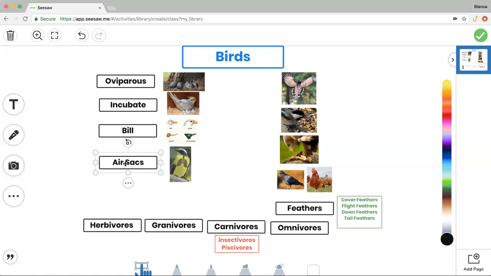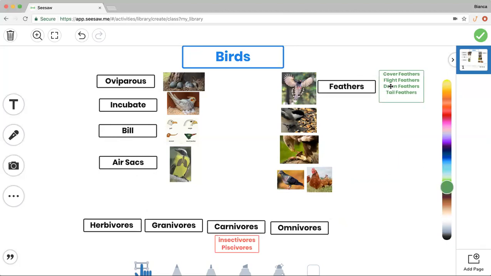Another thing that I learned in the video is that birds have feathers. And when we're talking about feathers for birds, they have 4 different types of feathers. And I'm going to go over these different types of feathers with you so you can understand the importance of the feathers on a bird's body. So the first type of feathers that birds have are called cover feathers. Can you say cover feathers? Cover feathers are feathers that cover a bird's entire body.